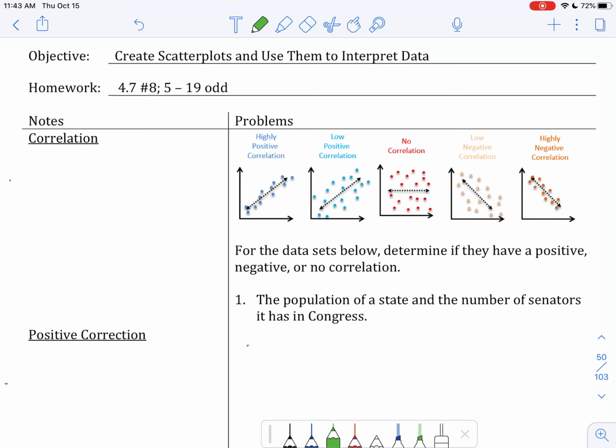So our last lesson is going to be about scatterplots and how we use them to interpret data. And your homework's going to be from 4.7. So get yourself ready for notes and we're going to get started.